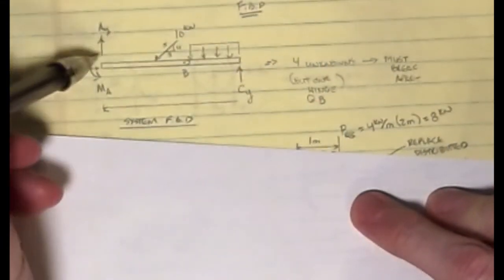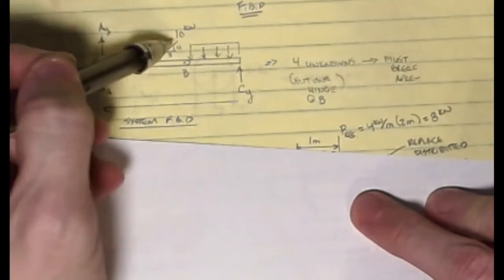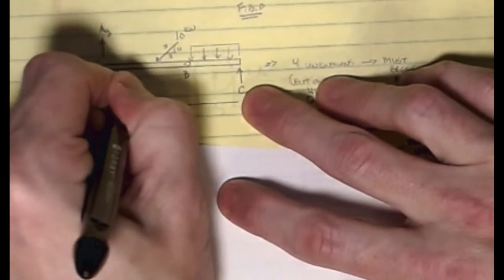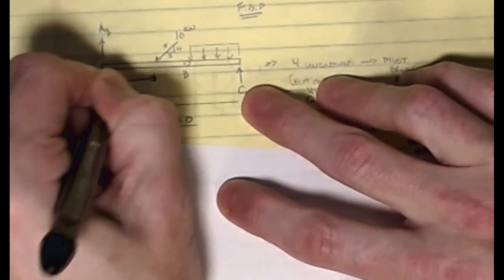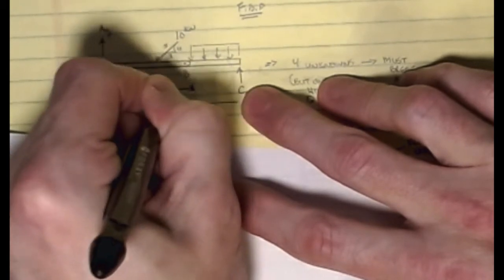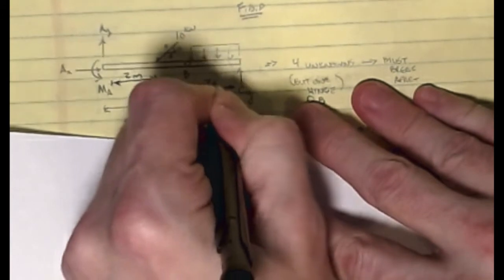All right, so at A, I have a vertical AY, a horizontal AX, and a moment MA. I get this force applied at a distance of 2 meters. So let's get some dimensions on here. That's 2 meters, and this one is also 2 meters, and then this one is also 2 meters.